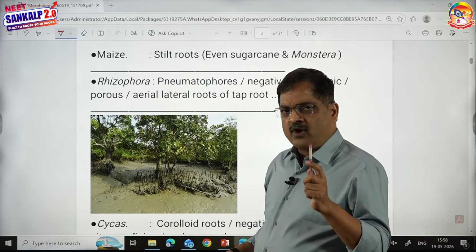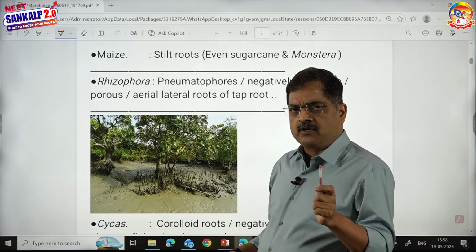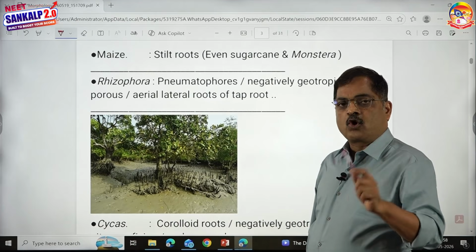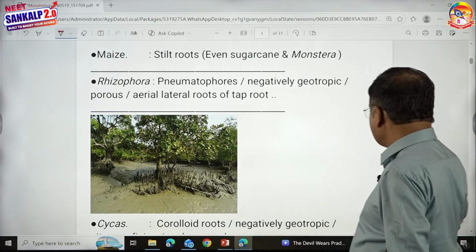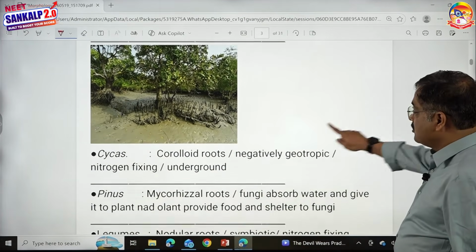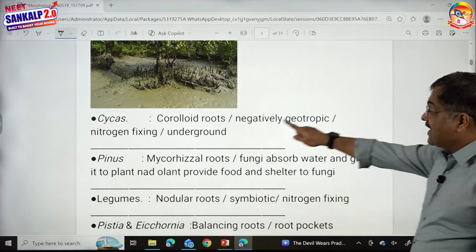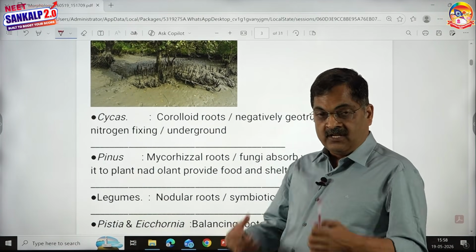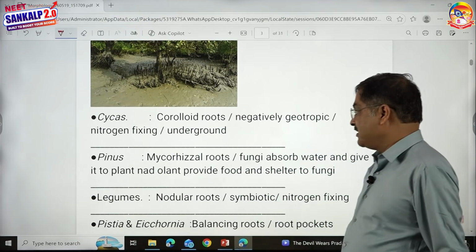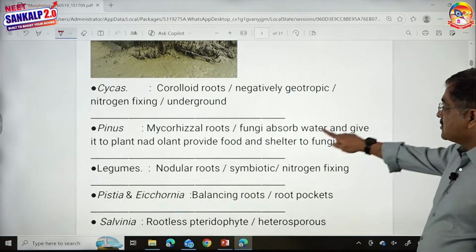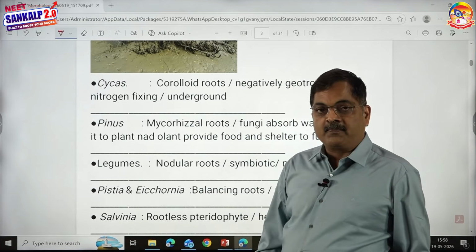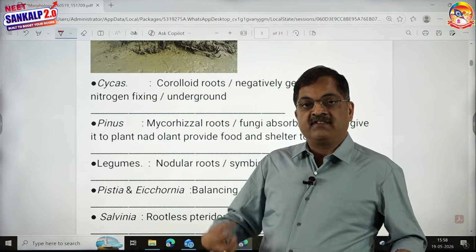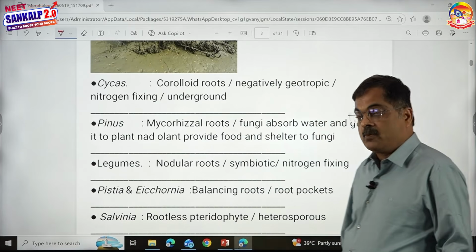Could you give me one more example of negatively geotropic roots? Yes, children, you guessed correctly. It is coralloid roots in Cycas, one more example for that. Cycas coralloid roots are negatively geotropic. They are nitrogen fixing because they contain Anabaena cycadeae in the middle cortex, which can help in fixation of nitrogen. Pinus shows mycorrhizal roots. Yesterday we were talking about the plant kingdom. There I said an association with roots of Pinus is a fungus which does the job of absorbing water and minerals.